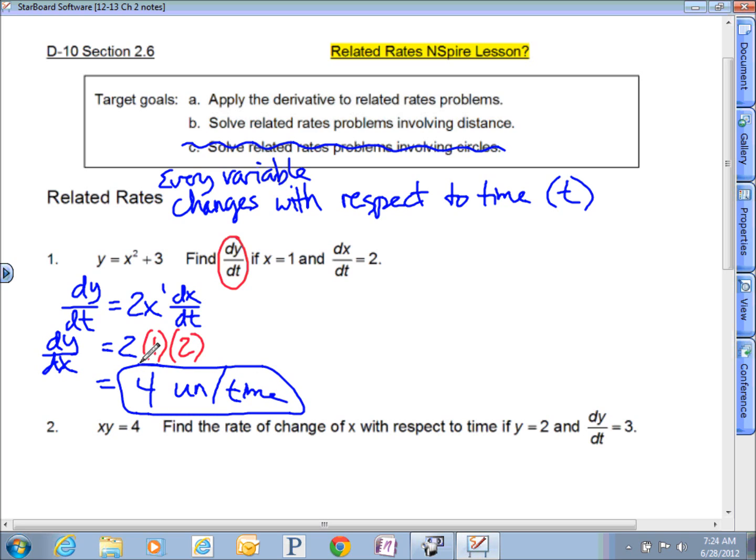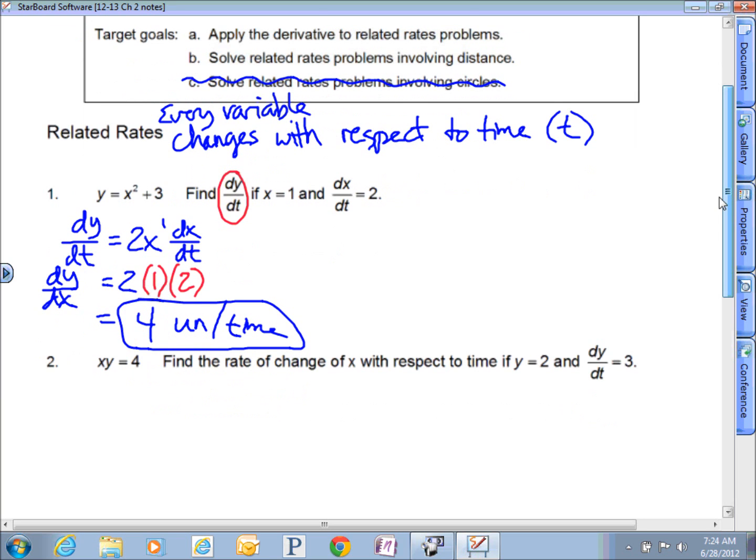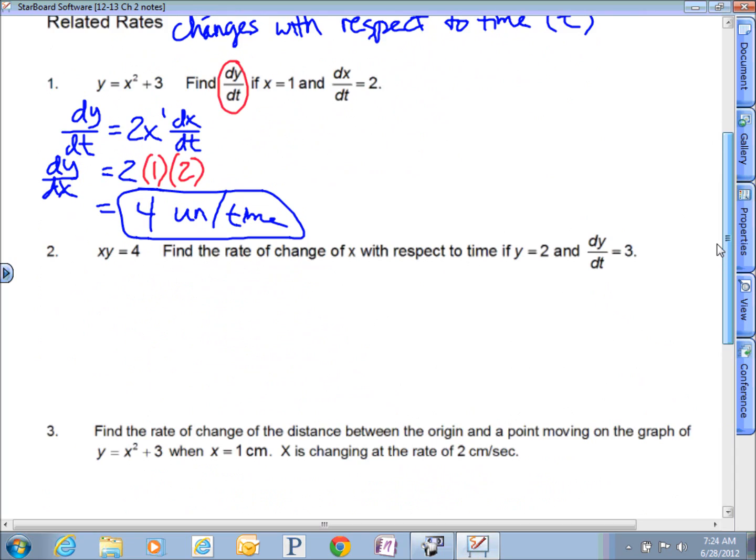Long story short, once you've got these variables related and you can take the derivative with respect to time, all this is a substitution problem. Under these conditions, what do I know? So it's not a hard concept once you get to the equations. It's getting to the equations that makes it a little bit more exciting.